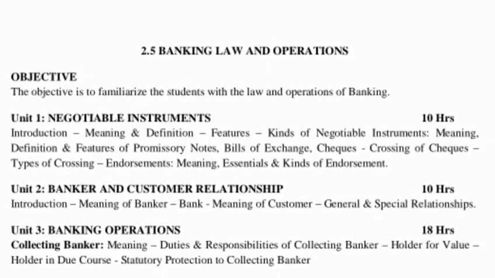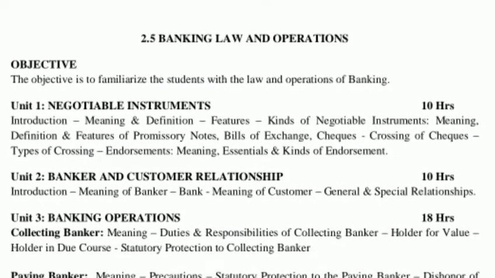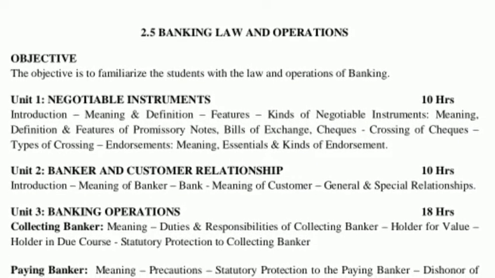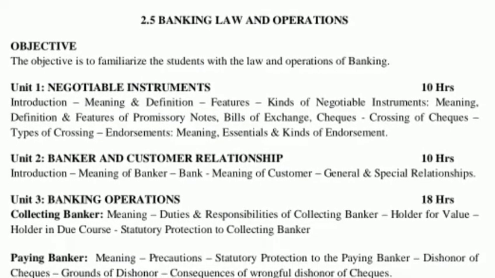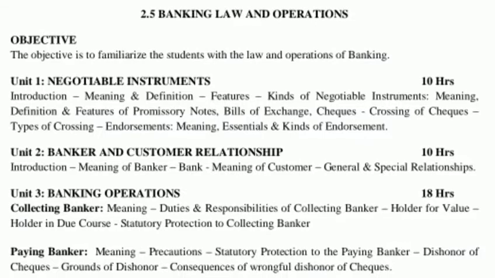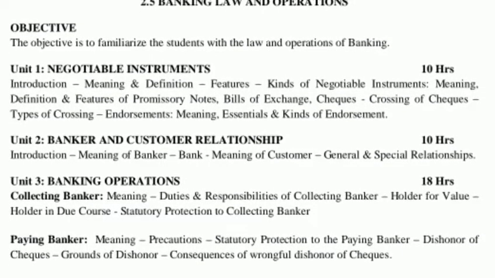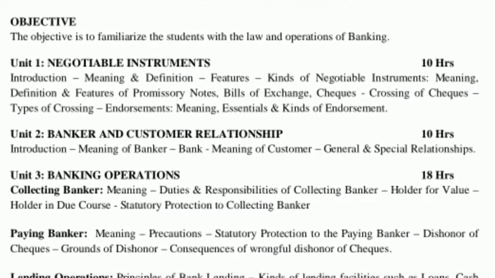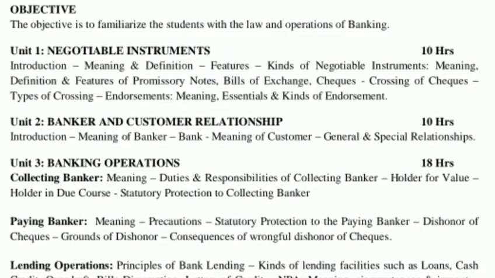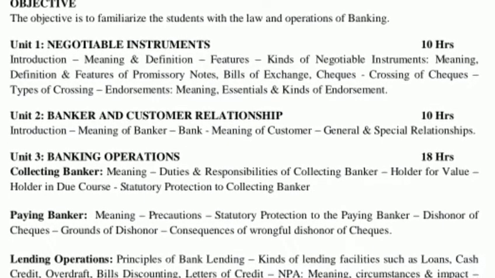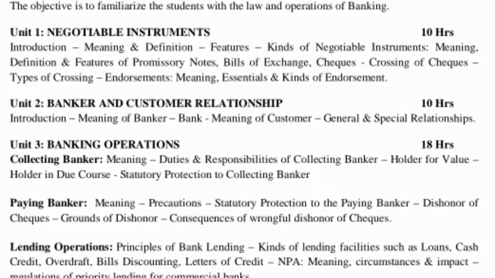The next subject is banking law and operation. Objectives: the objective is to familiarize the student with the law and operation of banking. Unit 1. Negotiable instruments. Introduction, meaning and definition, features, kinds of negotiable instrument, meaning, definition and features of promissory note, bill of exchange, checks, crossing of checks, types of crossing, endorsement, meaning, essential and kinds of endorsement.